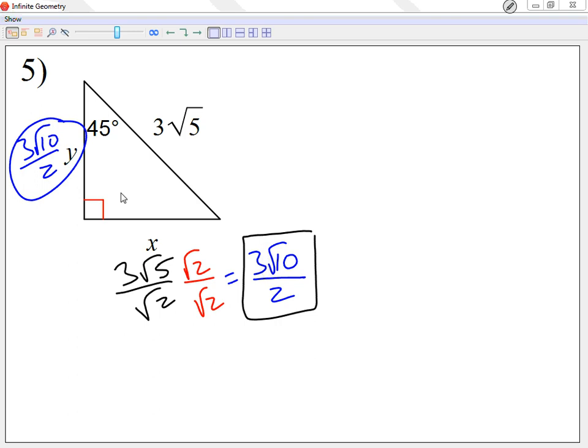Any other questions for the front side? Top and bottom, yes, by radical 2. See how on the top, radical 5 times radical 2 is radical 10. At the bottom, radical 2 times radical 2 technically is radical 4, but we know the square root of 4 is 2.